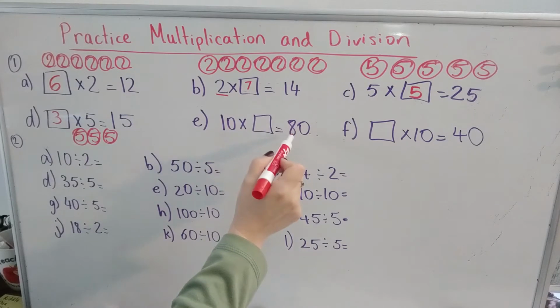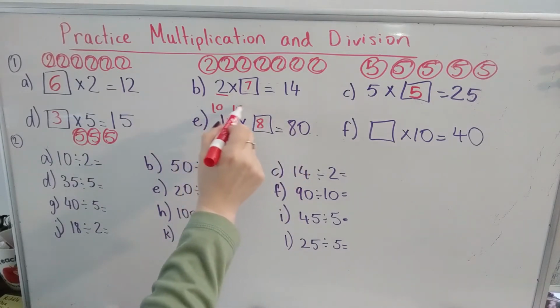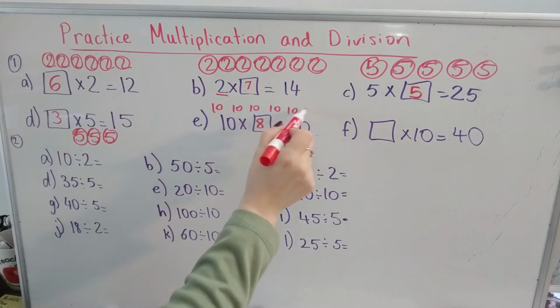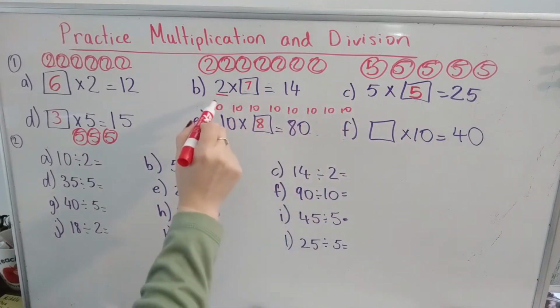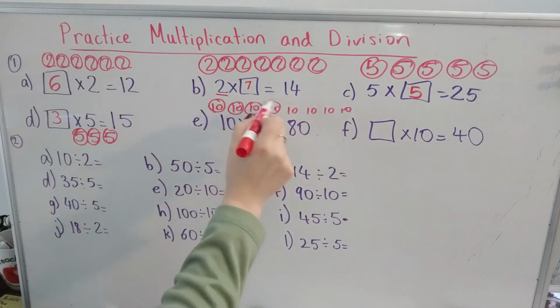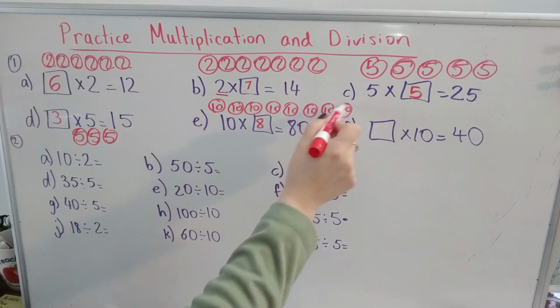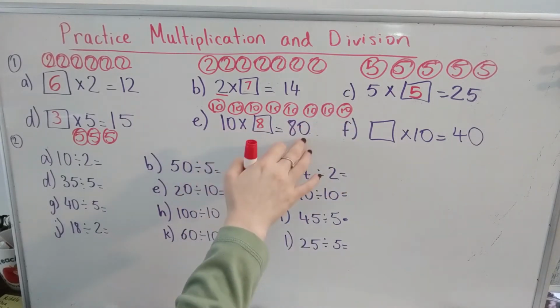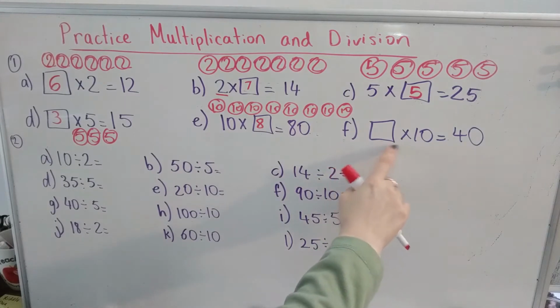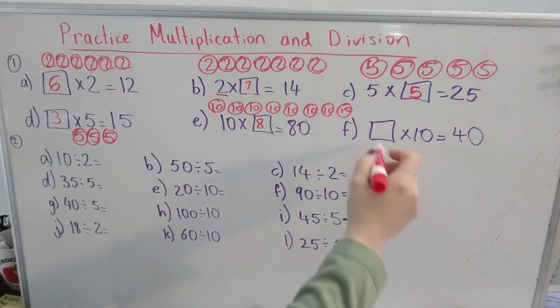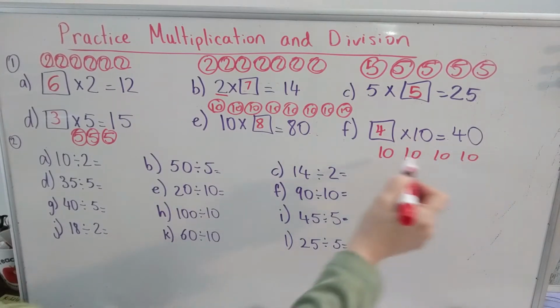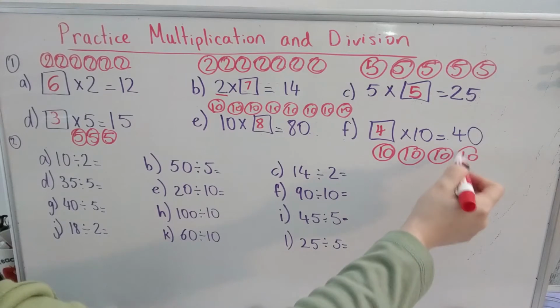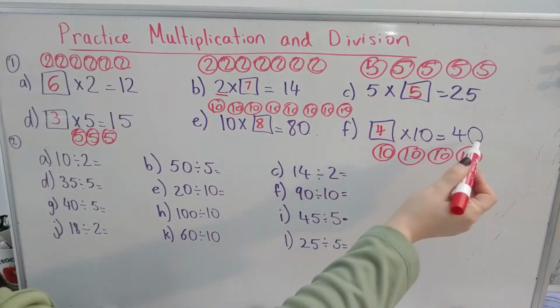10 times what is 80? 10 times 8 is 80. 10, 20, 30, 40, 50, 60, 70, 80. How many 10s did we count? 1, 2, 3, 4, 5, 6, 7, 8. 8 groups of 10s equals 80. Times 10 is 40. 4 times 10 is 40. 10, 20, 30, 40. How many groups is that? 4 groups of 10 is 40.